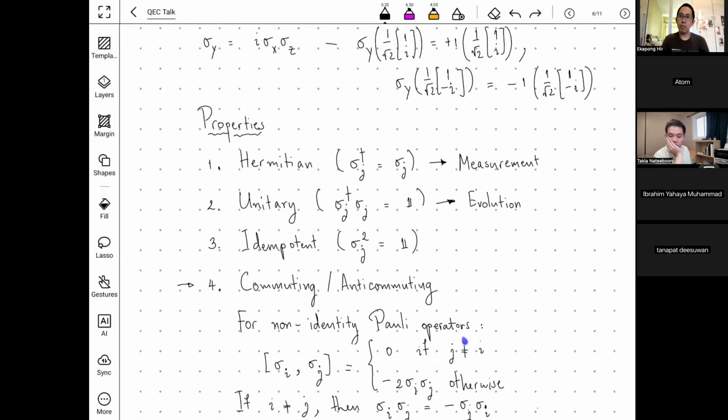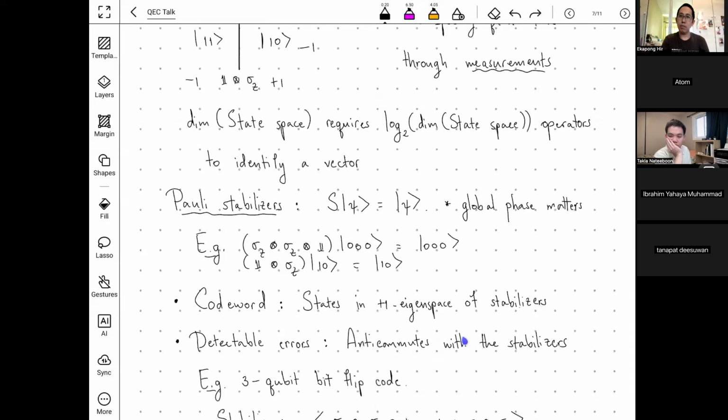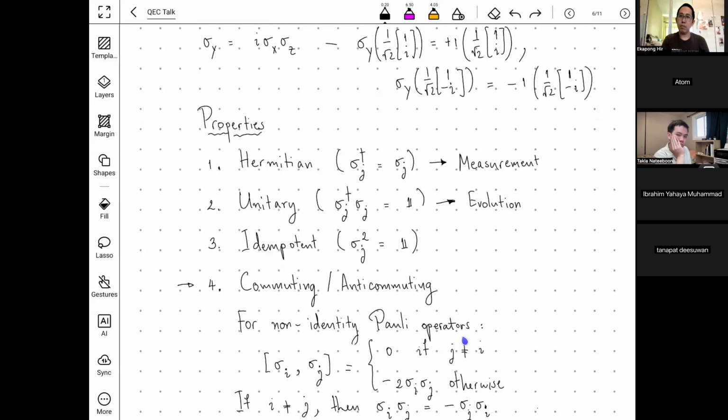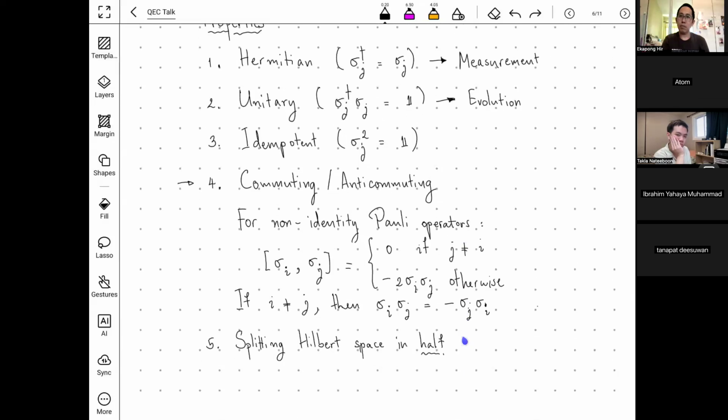So, may I ask something about condition 3, why is it necessary? Oh, the condition that it's idempotent. I put it there because you'll see in a bit that the idempotent property is used to calculate the projector. It's used in the circuit itself.